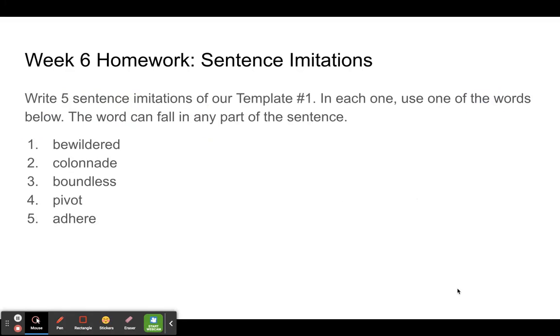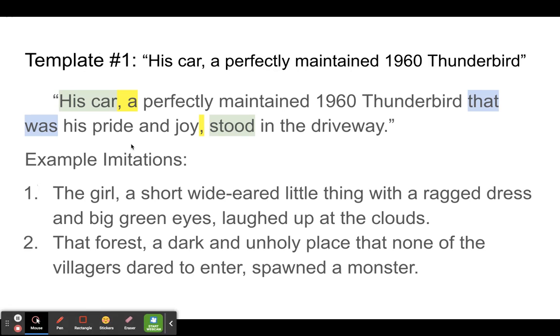So that's going to be your homework this week. You're going to do sentence imitations. Write 5 sentence imitations of our template number 1. In each one, use one of the words below. The word can fall in any part of the sentence. So we have our 5 vocab words that we learned earlier, and you're going to use them to imitate that same template sentence 5 times. In this one, you have 2 example imitations. You're going to write 5 of them, and they're each going to follow the same structure. So go to it, give it a try, and see what you can do to work in that descriptive detail.